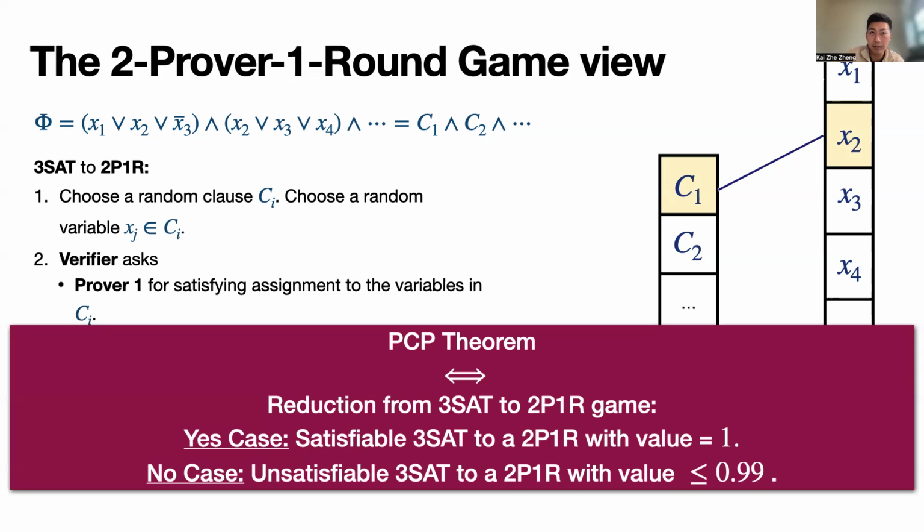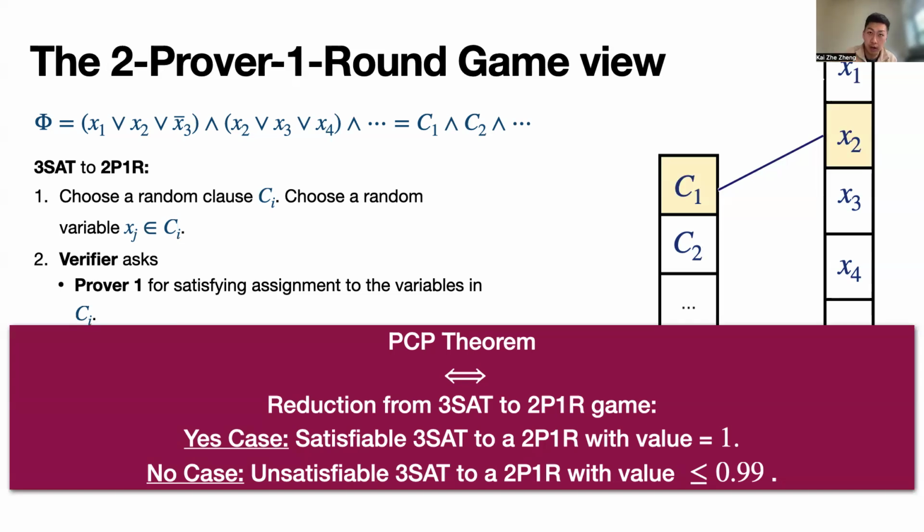So to roughly see how this is shown, for a satisfiable 3-SAT instance, the provers can certainly agree on some assignment beforehand, and they can always answer according to that assignment, and of course, they'll always win. For an unsatisfiable 3-SAT instance, if we start from the second case of the PCP theorem, where phi is at most 0.99 satisfiable, then notice that 1% of the time the verifier is going to choose a clause that cannot be satisfied, and then in this case, the provers are going to have to resort to guessing.